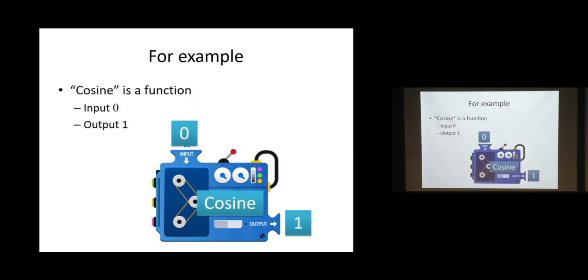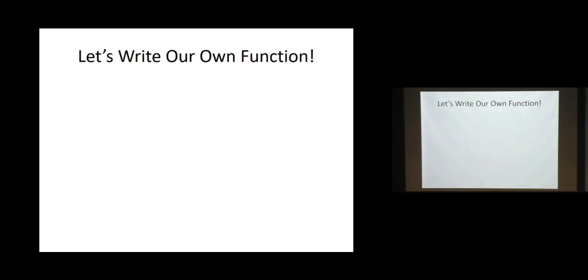For example, cosine: you put in 0, it gives you 1. You don't have to know how cosine is being computed. That's not important to you. You just want to use this facility, this ability of cosine. I think we covered that already last week.